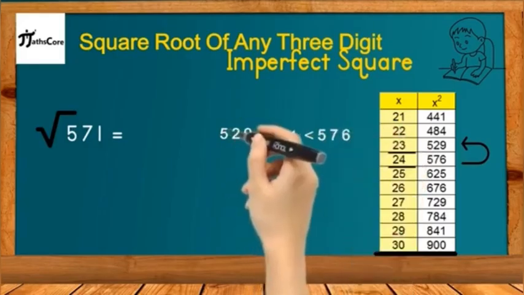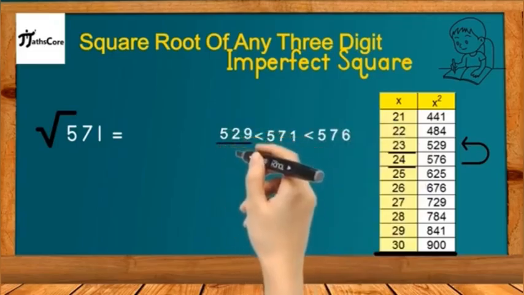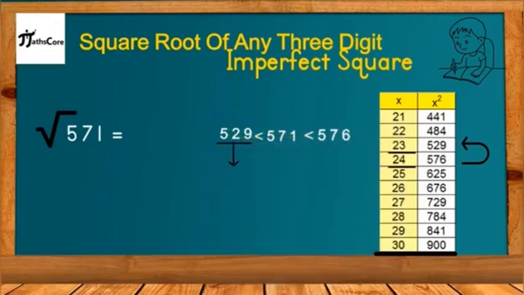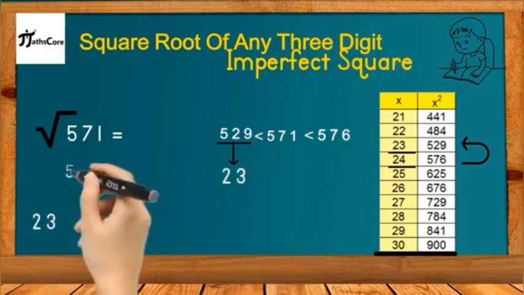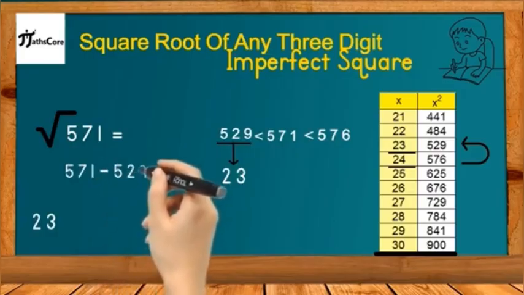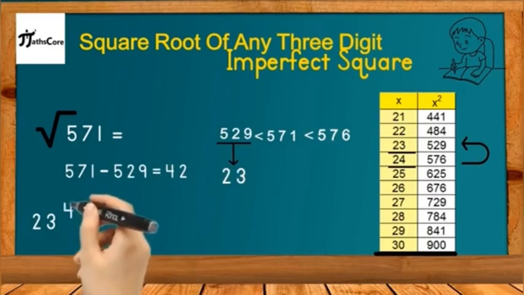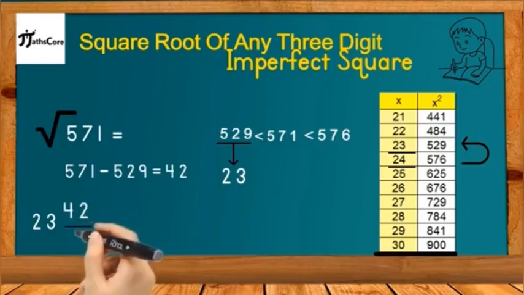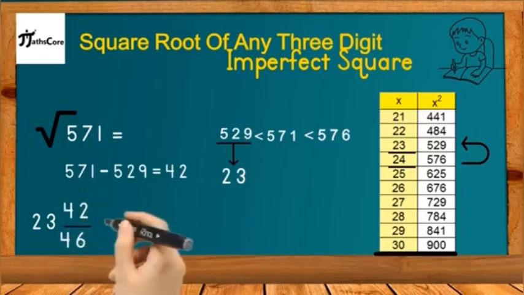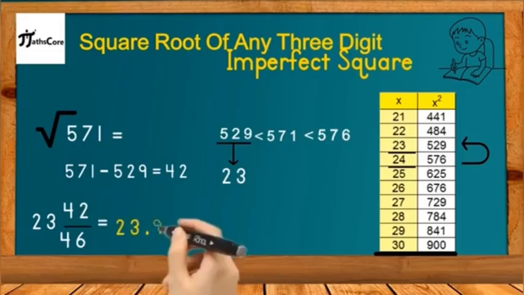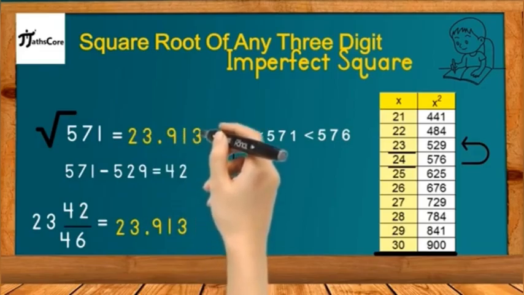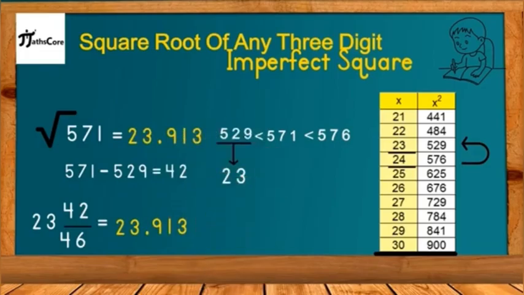Now select the lesser perfect square than 571, which is 529, and take the square root of 529, which is 23. Now write down 23 here and then subtract 529 from 571. So 571 minus 529 is equal to 42. Now write down 42 here and divide it by double of 23, which is 46. Now it becomes a mixed fraction form, and if we simplify this mixed fraction and calculate, then we will get the answer in decimal fraction as 23.913. And this is our final answer, the square root of 571.